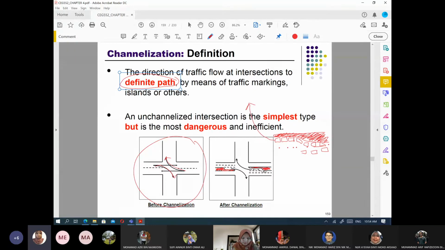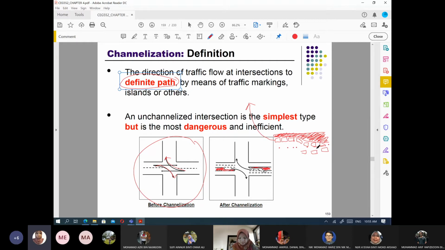Okay, rather than tak ada storage untuk dia, tiba-tiba je kena cross. Maksudnya di crossing, space yang dia kena pass through is very big. Dia punya angle pun very big. Okay, so we need to provide this channel to assist.